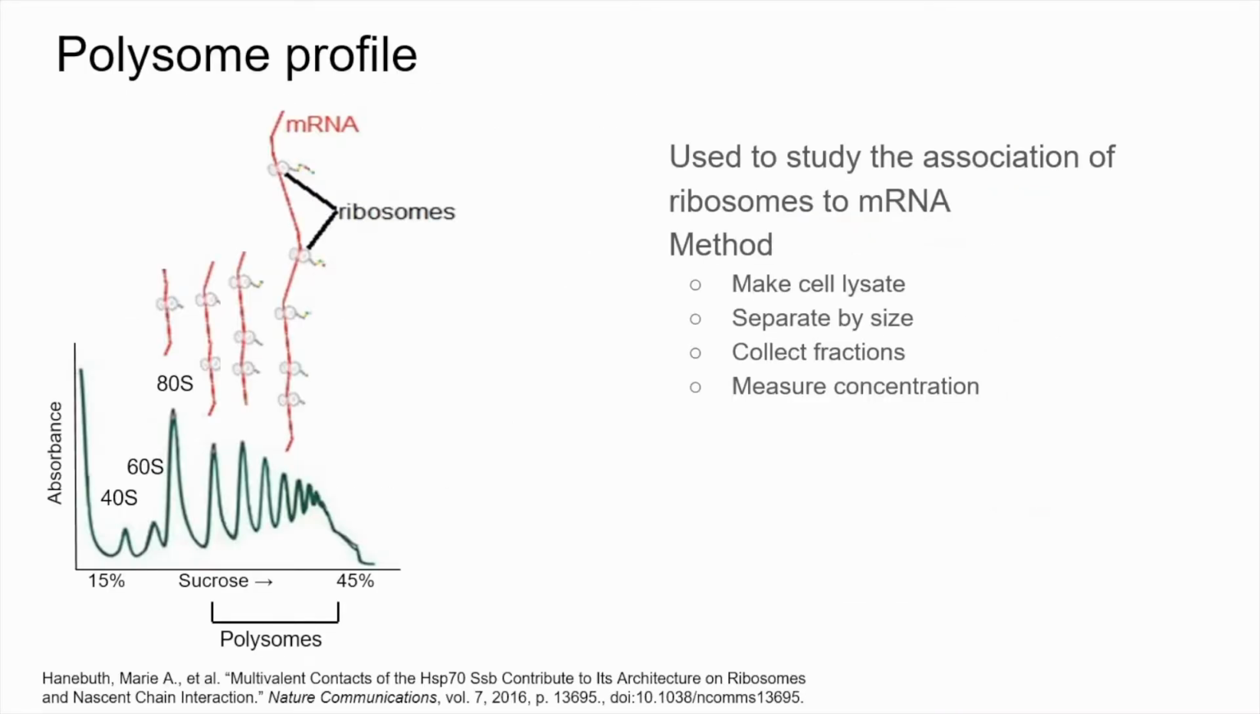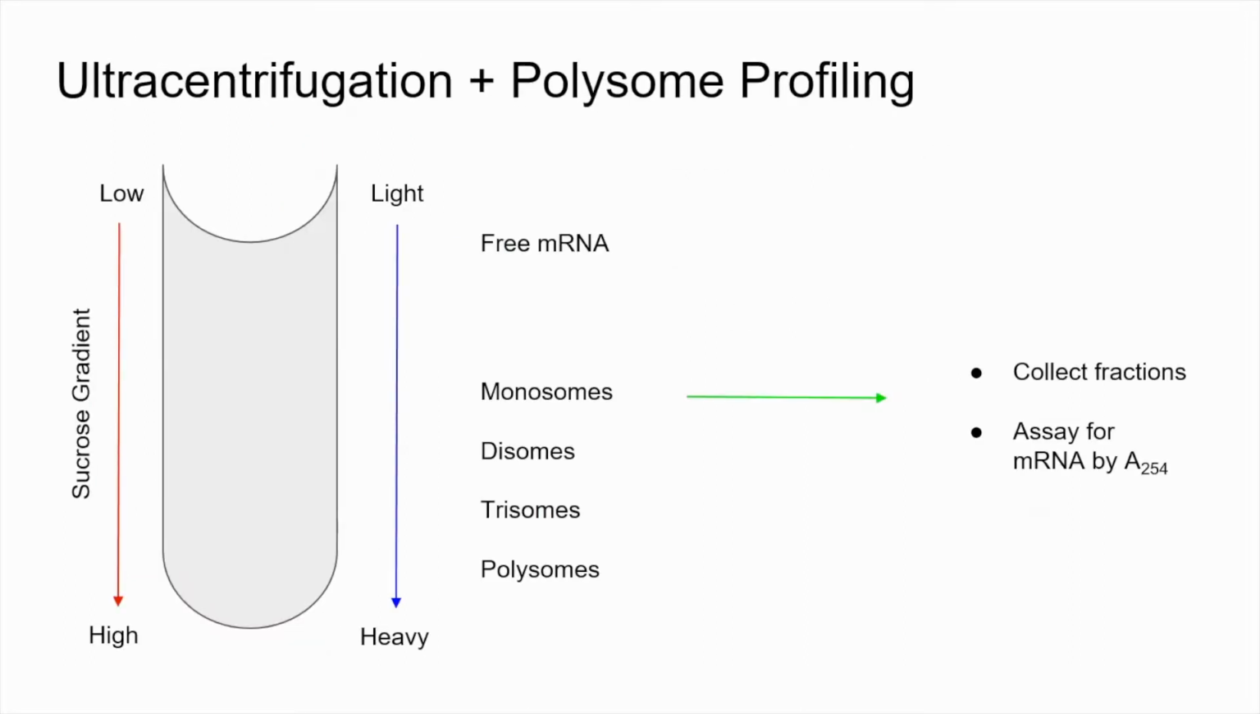To study the association of ribosomes to mRNA, you can create a polysome profile. To do this, you'd make a cell lysate, which will have monosomes, polysomes, and unbound mRNA, then use centrifugation to separate these out by size. To do this, you have a centrifugation tube that has a sucrose gradient. Here we have a low gradient at the top and high at the bottom. You add your cell lysate, and during centrifugation, the particles in the lysate will separate out by their relative densities, with lighter things going towards the top of the tube and heavier things towards the bottom.